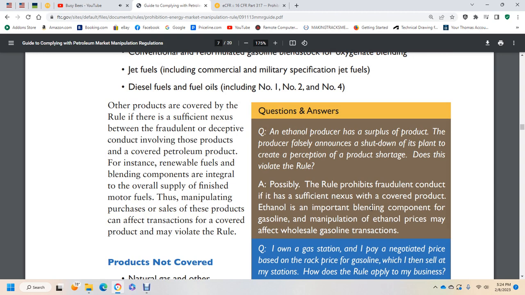Questions and answers. Question: An ethanol producer falsely announces a shutdown of its plant, which creates a perception of product shortages. Is this a violation? Answer: Possibly. The rule prohibits fraudulent conduct with a sufficient nexus to the covered product. Ethanol is an important component for gasoline, so manipulation of ethanol prices may affect wholesale gasoline transactions.